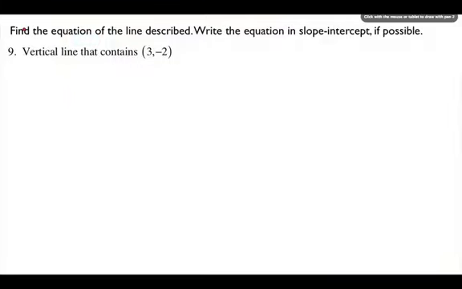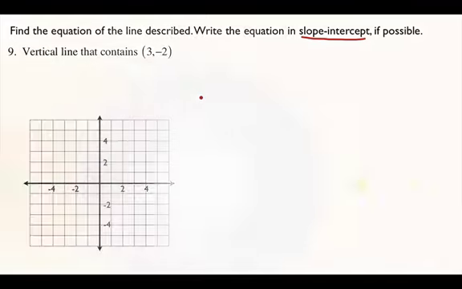Here's number 9. It says find the equation of the line described. Write the equation in slope-intercept form, if possible. At this point, to make this problem understand the answer a little better, let's go ahead and graph the information here. So I have the point 3, -2, which is this point, and I know that this represents a vertical line. Okay, so since it represents a vertical line, this is the graph of this given information in problem number 9.